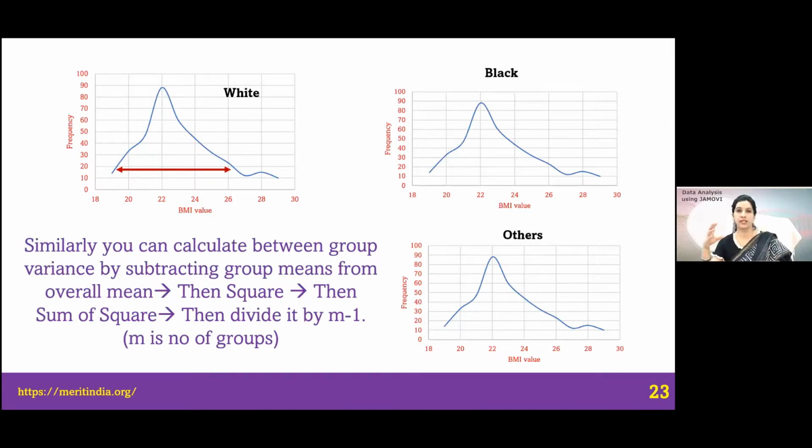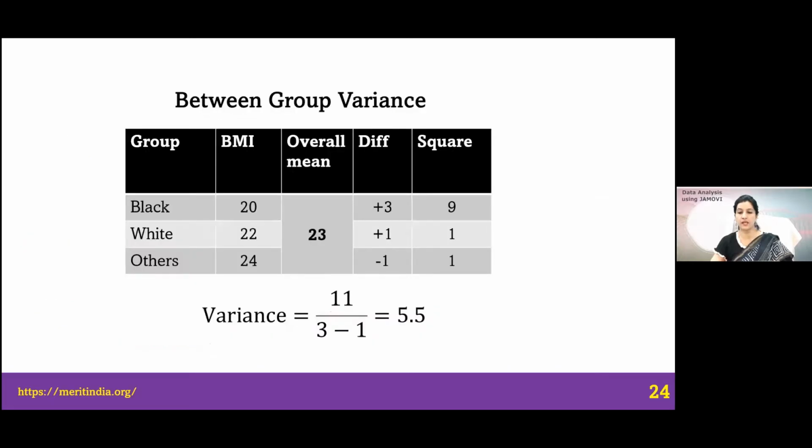Similarly, you can calculate the group variance by subtracting the group means from the overall mean. That means there will be an overall mean. Like if you take the mean of the white, mean of black, and mean of others, that will be the overall mean. And then you subtract this group mean from the overall mean, square it and divide it by the number of groups minus 1. This will be the between group variance. Now let's see how to do this.